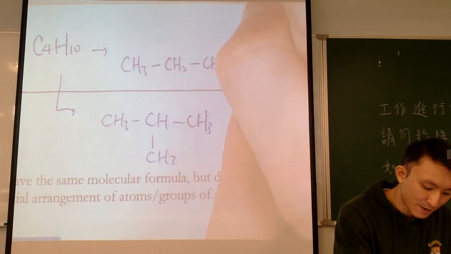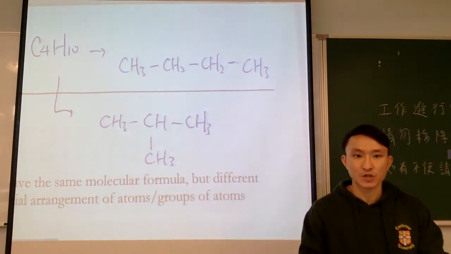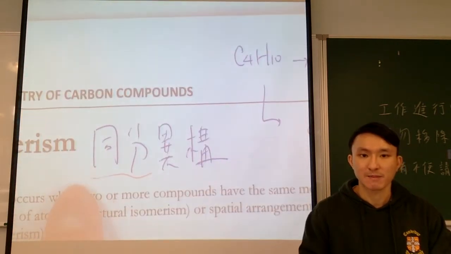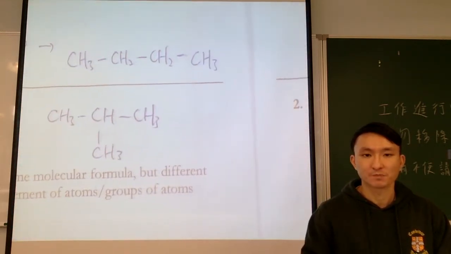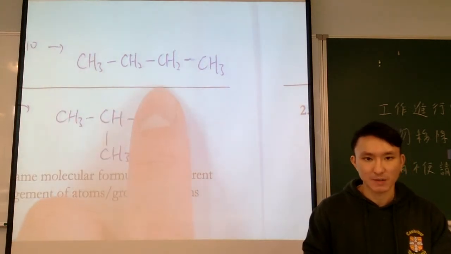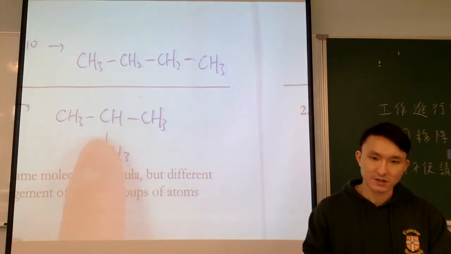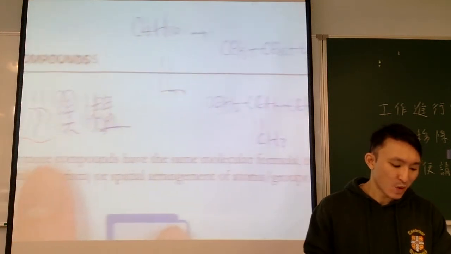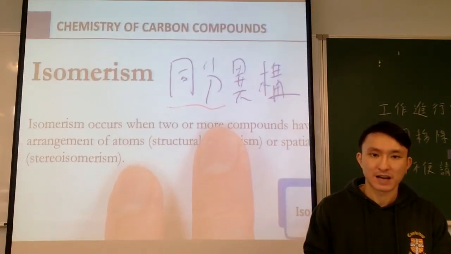So you can see both of these organic compounds have the same molecular formula, okay? Same molecular formula. However, they have different structures, okay? This one, the longest carbon chain is 4. This one, the longest carbon chain is 3. So they have different structures. Even the name is different, right? So this is what we call isomerism.